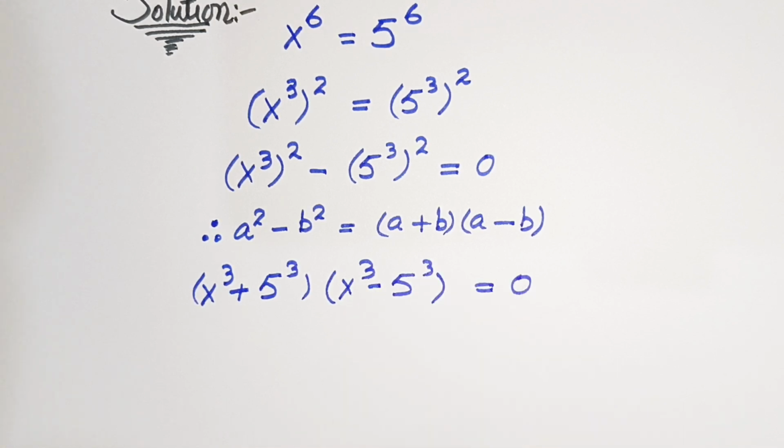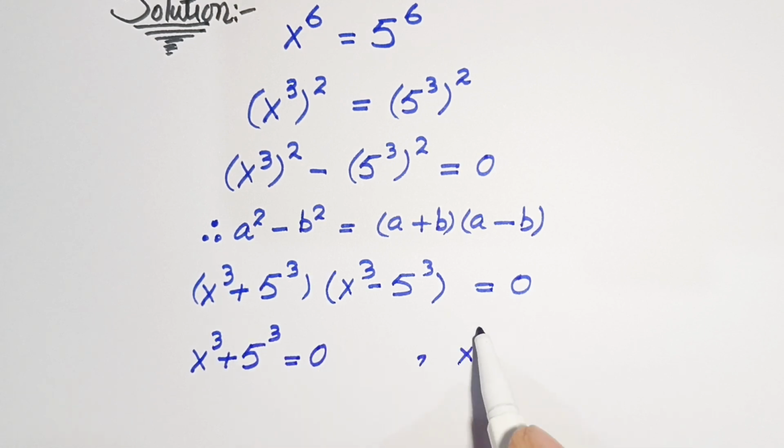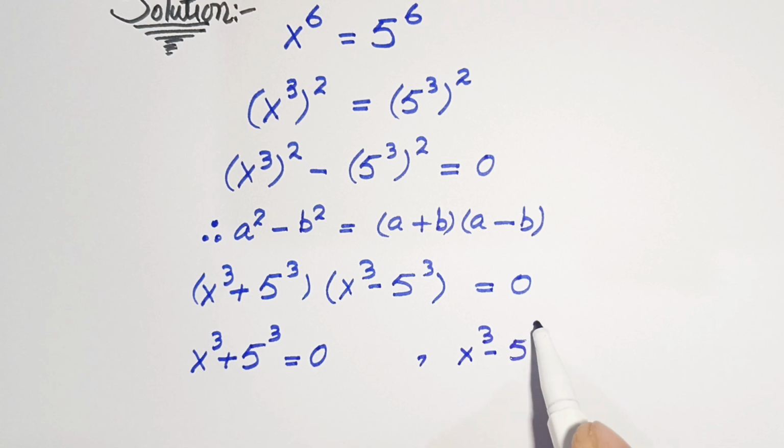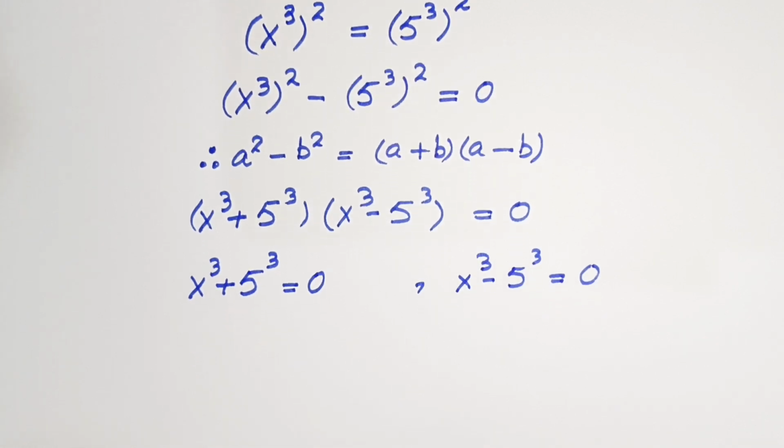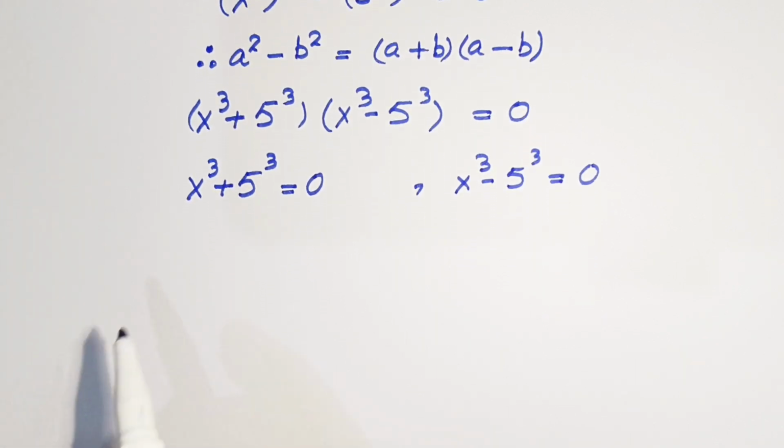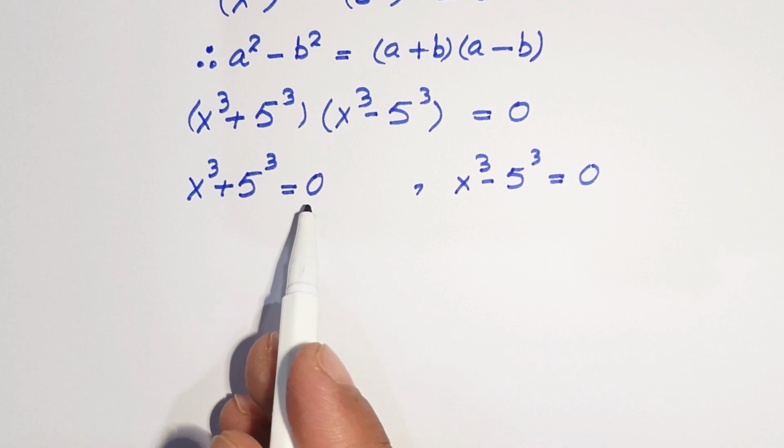0. Now there are two possible conditions, that is x cubed plus 5 cubed is equal to 0, and the other one is x cubed minus 5 cubed is equal to 0. Now we have to find the values of x from these two possible conditions. So now solving our first one, that is x cubed plus 5 cubed is equal to 0.